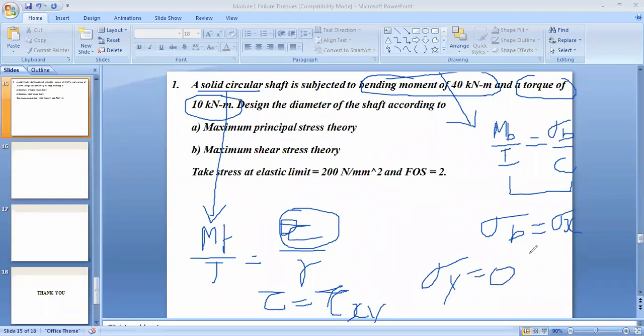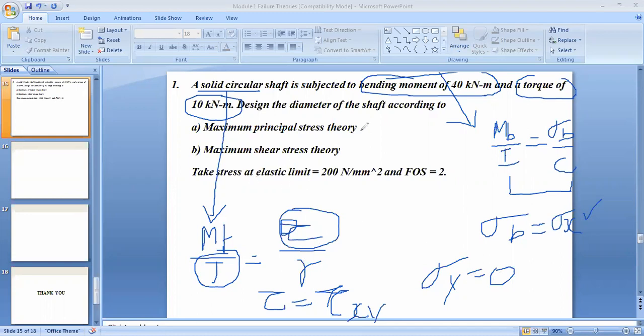Now sigma x, which is sigma b, we will get in terms of diameter d, where I is equal to pi d to the power of 4 by 64. Then tau is equal to tau xy, which we also get in terms of d only, where J is equal to pi by 32 d to the power of 4 and R is equal to d by 2. Then sigma y is 0.